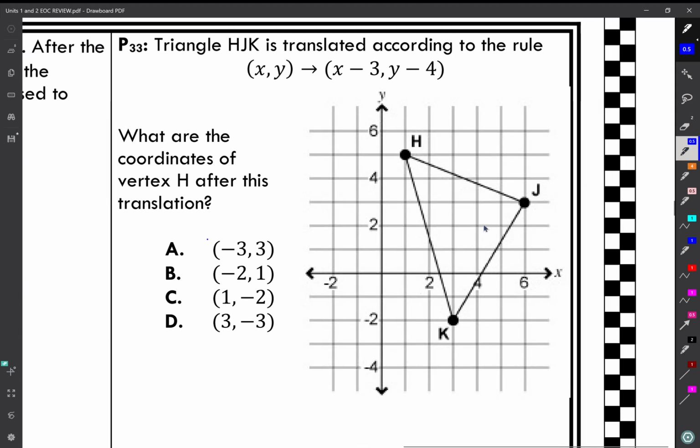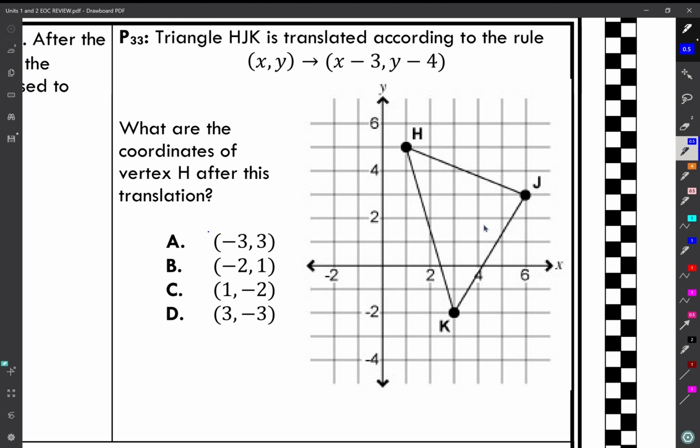33. Triangle HJK is translated along this rule. What are the coordinates of H after this translation? So H is 1, 5. Okay. So 1 minus 3 is negative 2. 5 minus 4 is 1, so it would be negative 2, 1. Now our B.